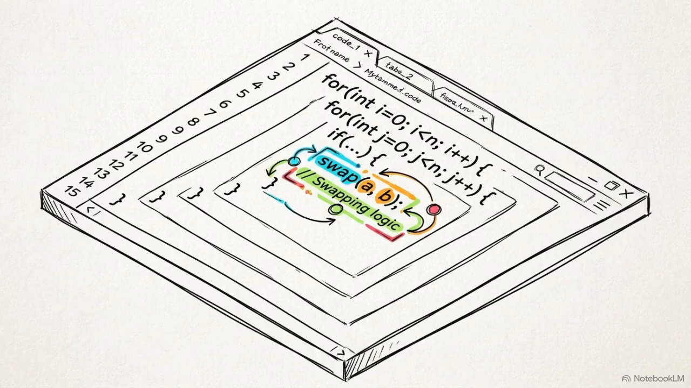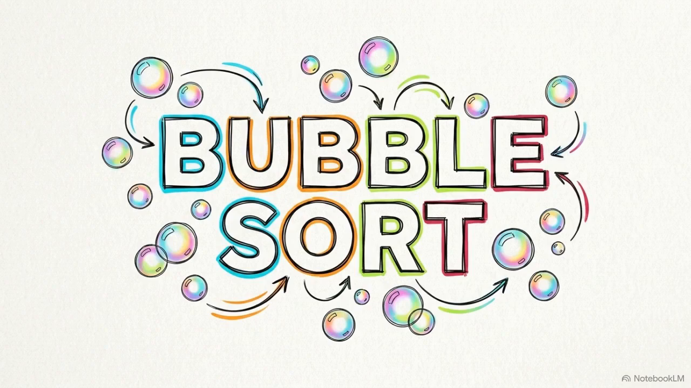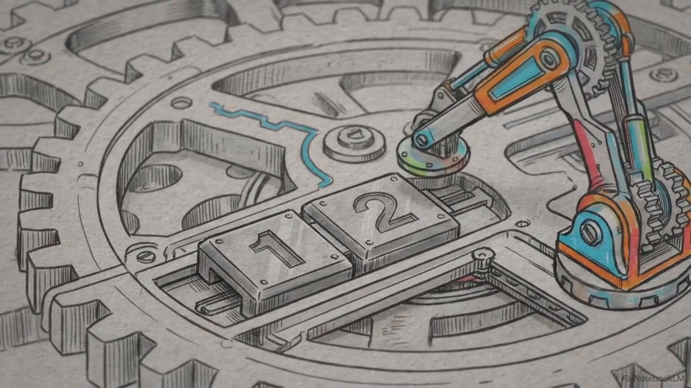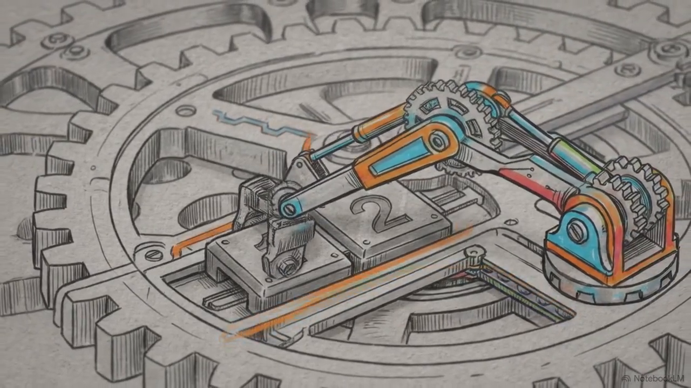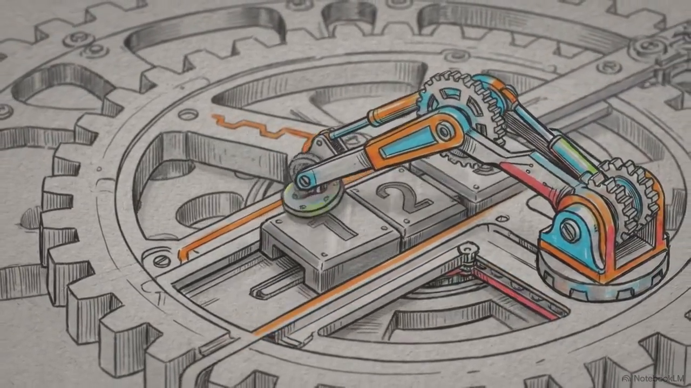When you take this three-step swapping logic and place it inside a nested loop traversal, you have built a sorting algorithm. One of the most foundational algorithms in computer science is the bubble sort. The core mechanic is entirely mechanical. Loops compare adjacent elements side by side. If the left item is larger than the right item, they execute a swap.